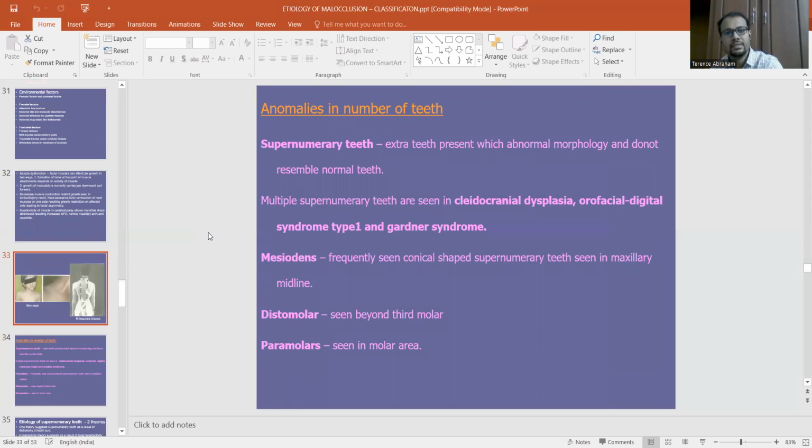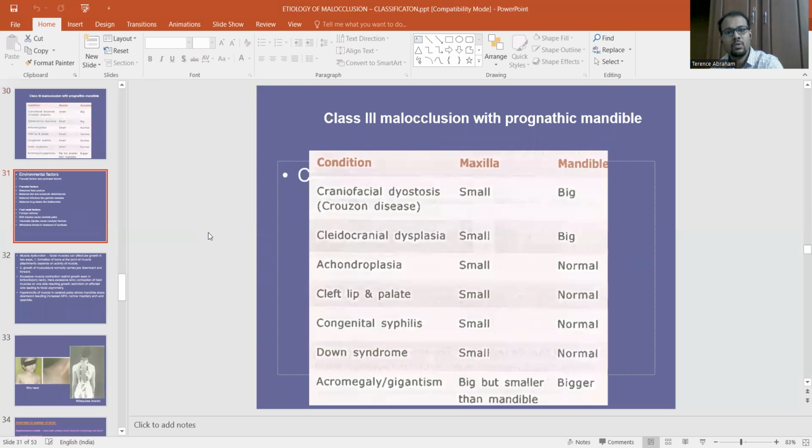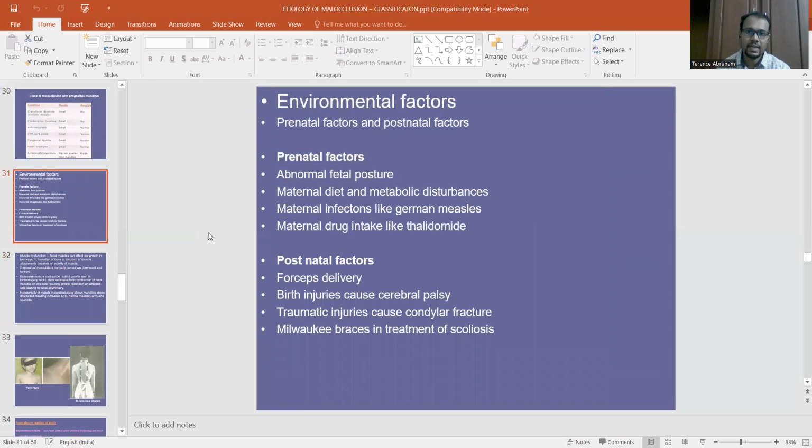Coming to the various environmental factors, it may be prenatal or it may be postnatal. Prenatal environmental factors, as I told before, include abnormal fetal posture.